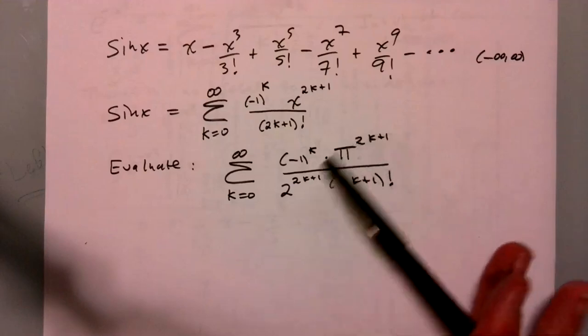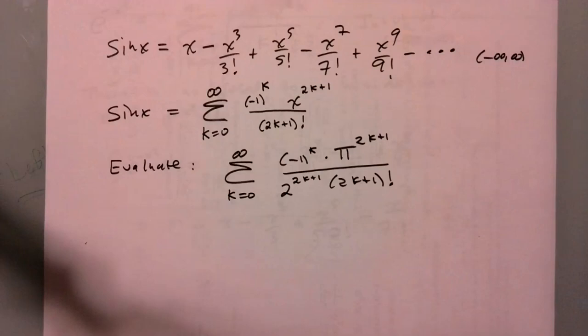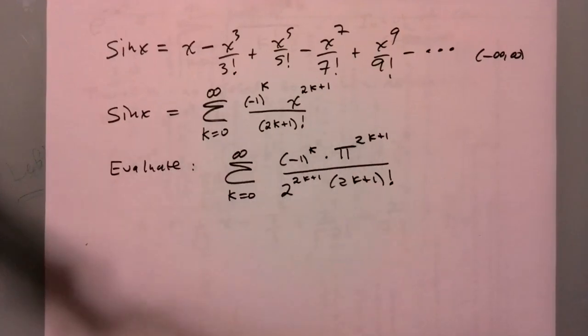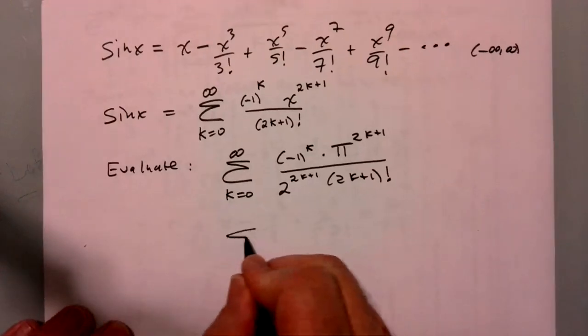Pi over 2 is certainly relevant. But remember what our function is. Our function is sine of x equals that. So pi over 2 is a good hint. Michael says sine pi over 2. Do we know what sine pi over 2 is? I hope so. Maddie says 1, and I think that's right. Indeed. So let's go ahead and rewrite this out.